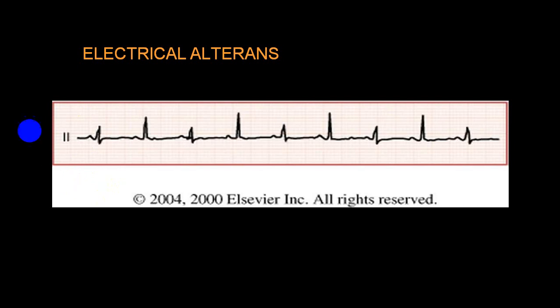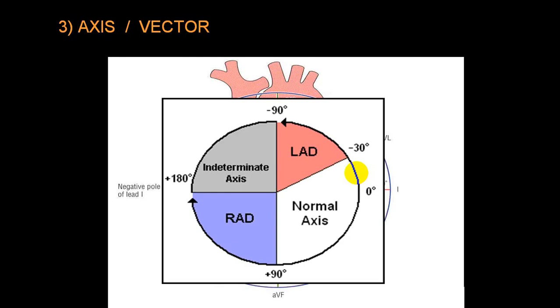You can see that one ECG complex is of good voltage, the second is of a little low voltage, good voltage, low voltage, good voltage, low voltage, alternating. This will typically be seen in a case of severe congestive heart failure and in a case of cardiac tamponade. Now we go to what we call the electrical axis.